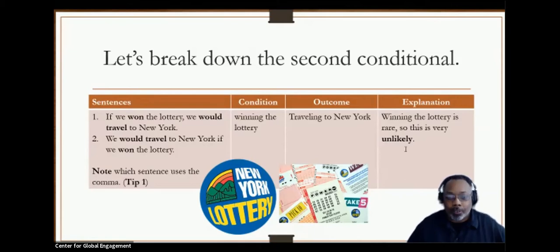If we won the lottery, we would travel to New York. Flipping it, we would travel to New York if we won the lottery. Note, which sentence uses the comma? Tip number 1, if the sentence starts with "if," you put the comma there. Always remember that. So what's the condition? The condition of the sentence is winning the lottery.